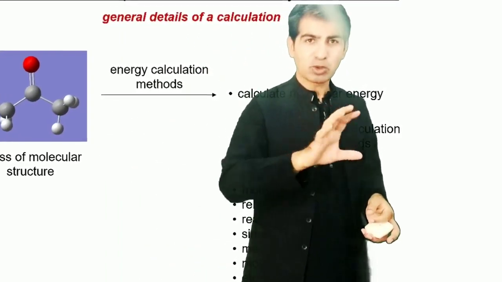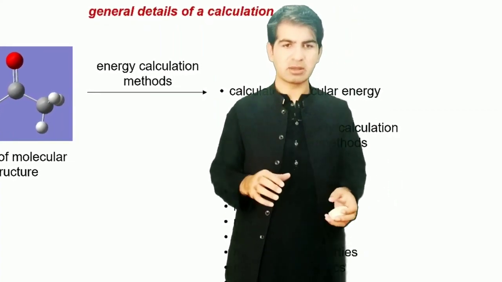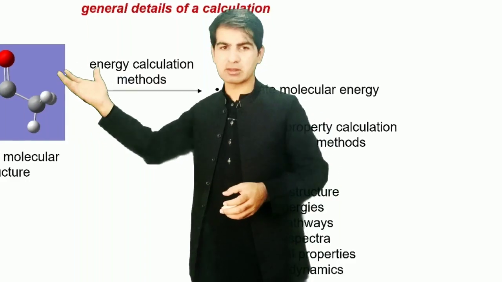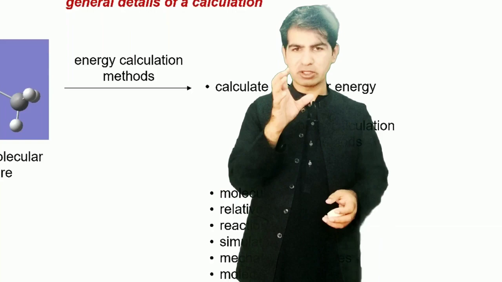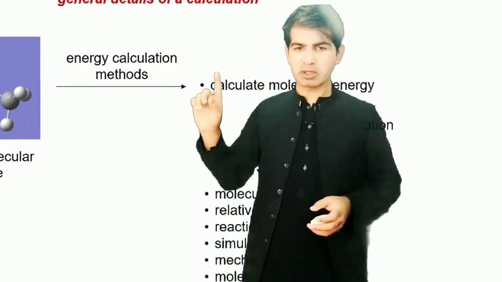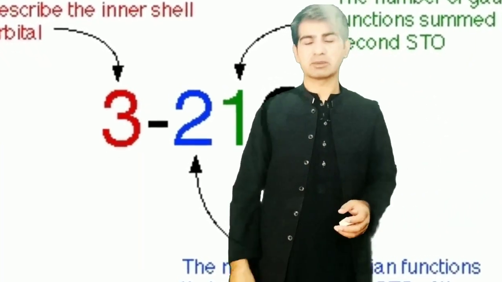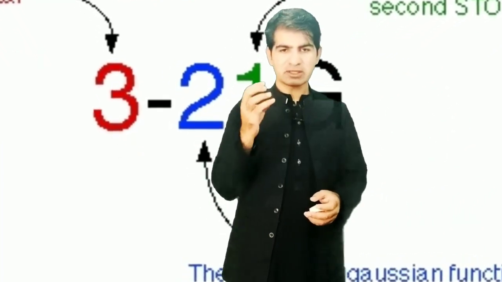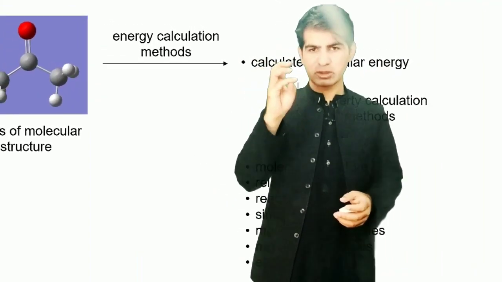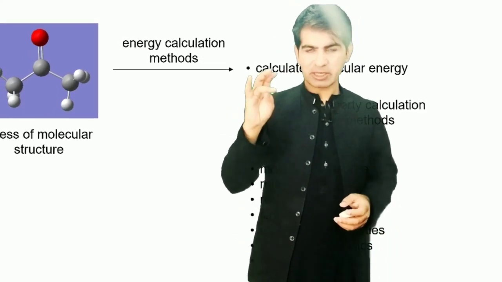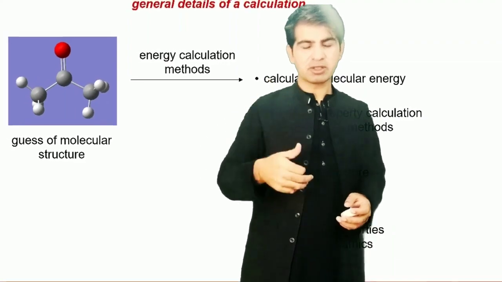Then the same work is done here in computational chemistry. You will create a guess of the molecular structure. When you make this guess, then you will do the energy calculation. For energy calculation, you need energy calculation methods. So you will calculate the molecular energy. When you calculate the molecular energy, then there will be some property calculation methods, and you will use those. In the property calculation, the first one is molecular structure, second is relative energies, then simulated spectra, mechanical properties, molecular dynamics, etc.